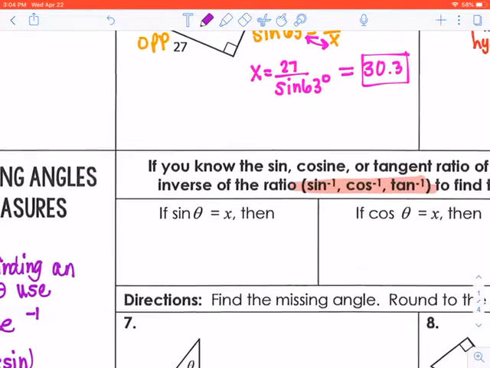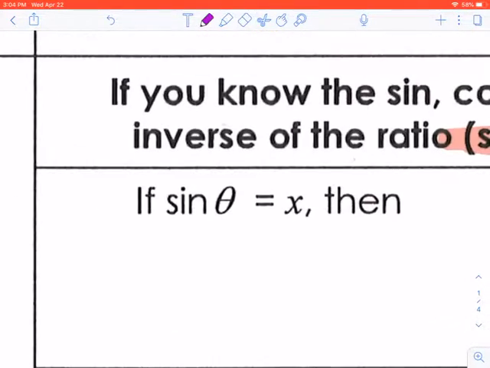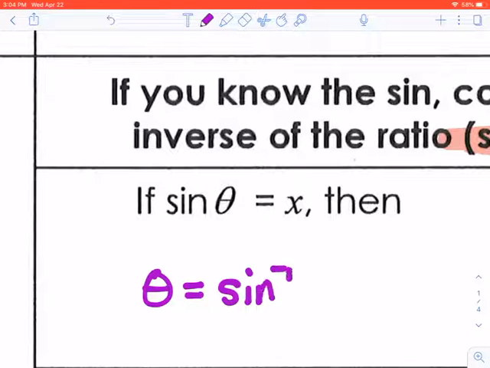So sine of theta equals x. Then, okay, if I wanted to know what theta is, I'm going to take the inverse sine of whatever my ratio x is, okay? X is some sort of ratio. It's the opposite over hypotenuse. Whatever that ratio is, I'm going to take the inverse of it and work my way backwards to find the angle.